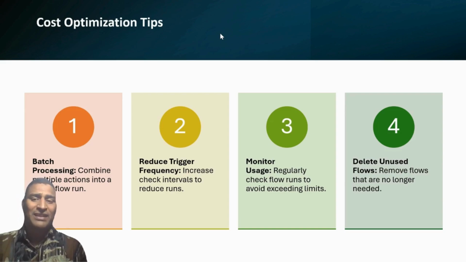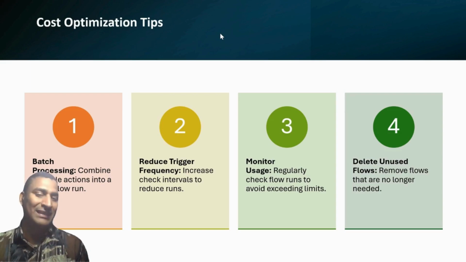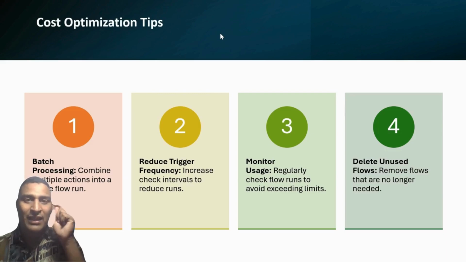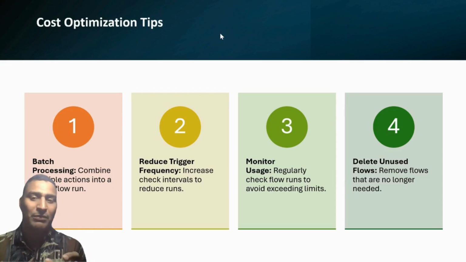Batch processing combines multiple actions into a single flow run. For example, I have 1,000 records, and for every record, with different types of conditions, I am writing one flow, which is not correct. It's your architecture issue. Whoever is giving the solution and is not observing is the problem, creating the increased cost for your organization. So you need to observe whatever the requirement is here.